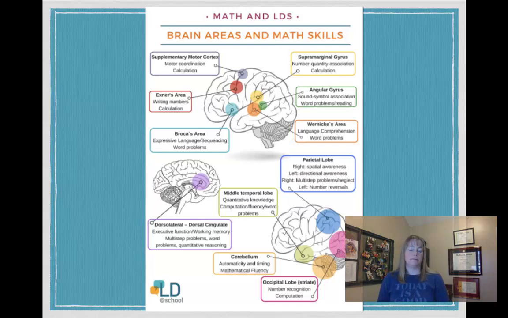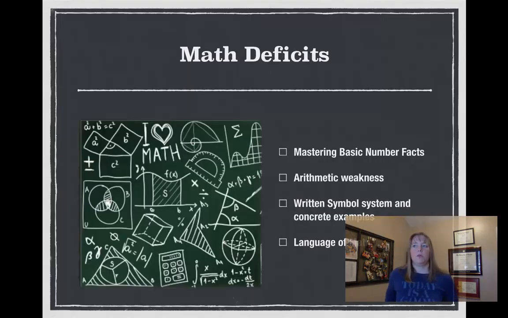So when we look at math deficits, kiddos can have 4 general areas that they can struggle with in math. Okay, the first one is mastering those basic number facts. Okay, the first thing they have to learn and understand is that one-to-one correspondence, right? When we look at a problem and we know 1 plus 1 equals 2. Okay, that's a simple step, but that's really a building block foundation to understanding math.